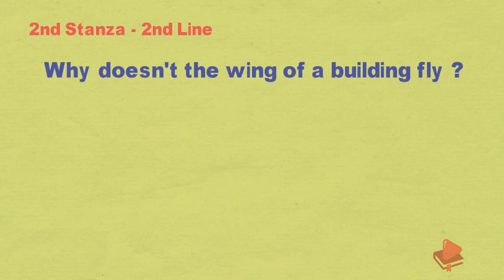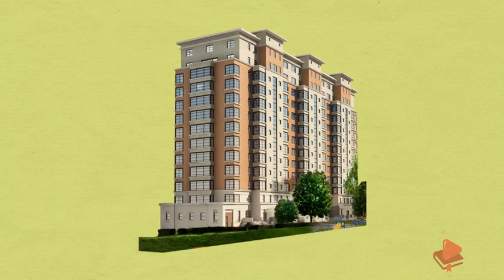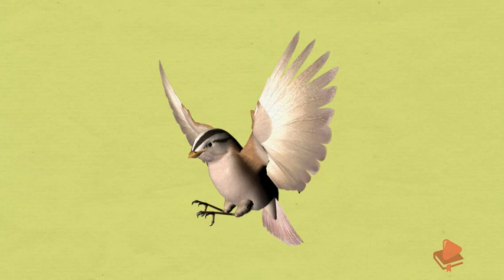So here the poet wonders why the wing of a building doesn't fly. Here is the building and it has a wing, as in A wing, B wing, and on the other side a wing is a part of a body of a bird. So here the homograph is wing.